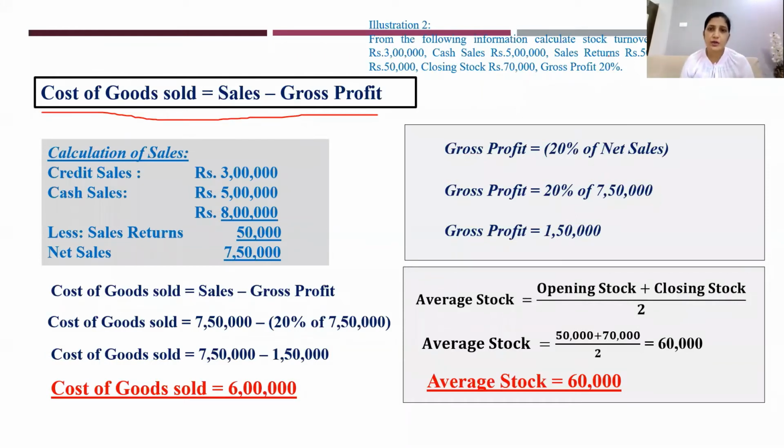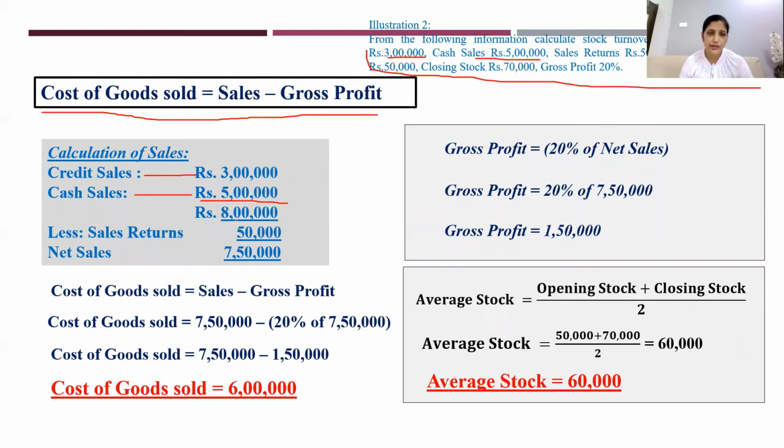Okay. So what information do we have? We have credit sales, that is 3 lakhs. This is a problem part. So 3 lakhs is our credit sales. Next we have cash sales 5 lakhs. I have taken 5 lakhs cash sales. Now when I add this, I will get 8 lakhs. I have to draw a line over here. 3 plus 5 is 8 lakhs. 8 lakhs is our total sales.